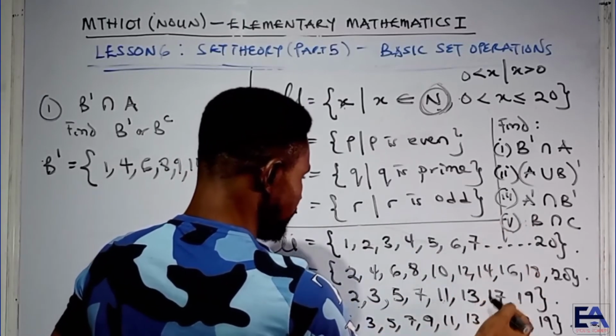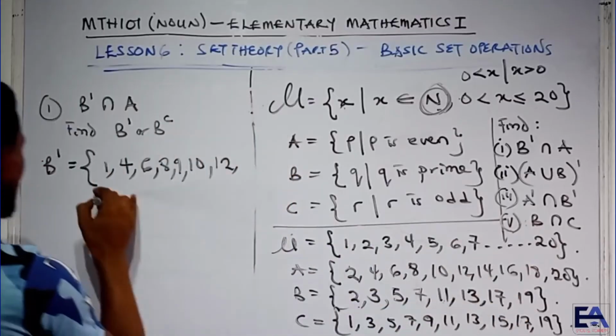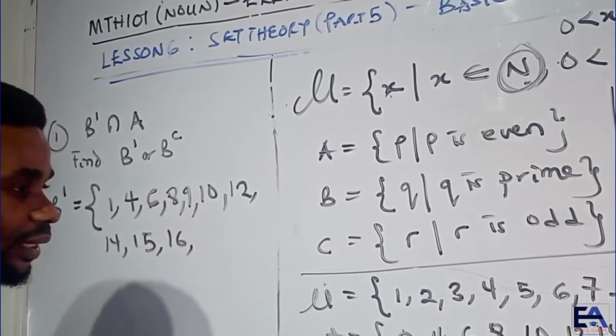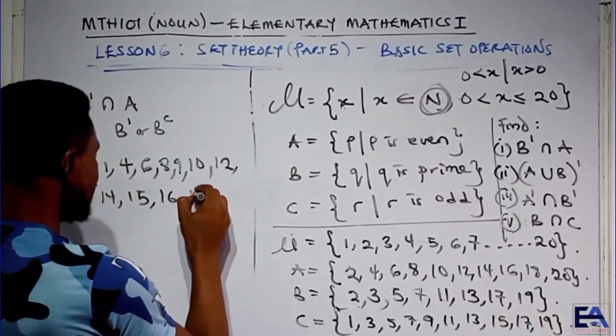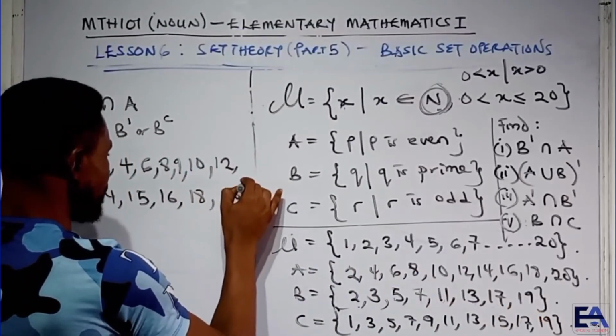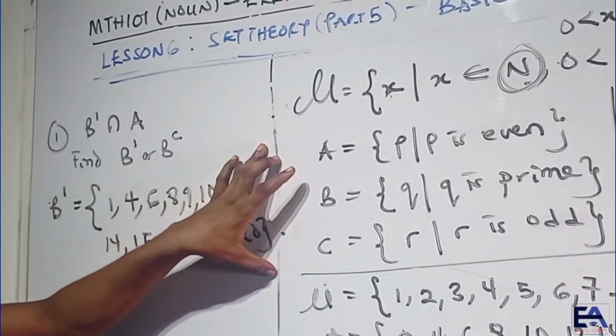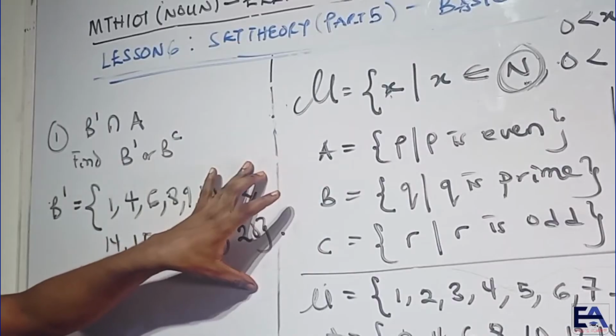It contains 14, 15, 16. We have 14, 15, 16, and then 17 is here. We have 18, 19 is here, and the next one is 20. So at the end of the day, the complement of B is all of these elements that we find here in this particular set. Okay?